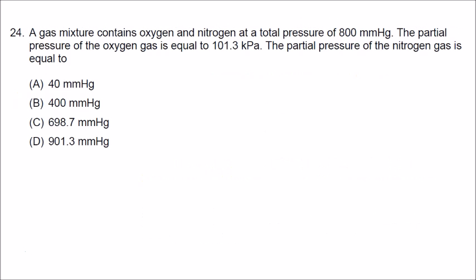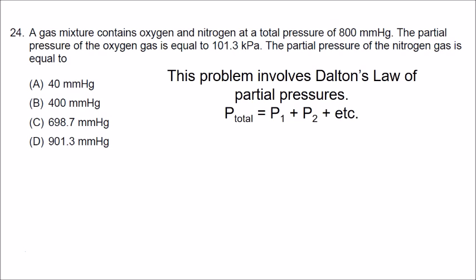Number 24. This involves pressure of a gas mixture. This is Dalton's law of partial pressures, which says that the total pressure of the gas mixture is equal to the sum of the individual partial pressure of each gas. In this mixture, the two gases are oxygen and nitrogen.